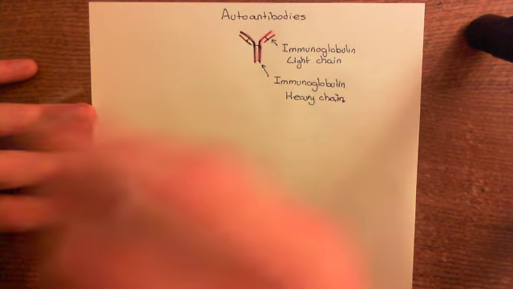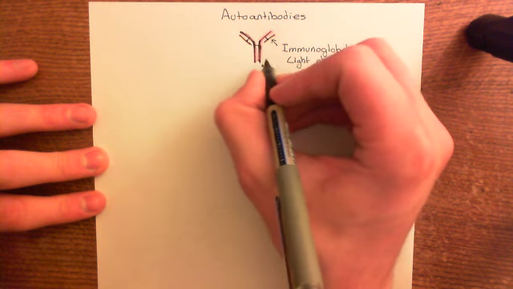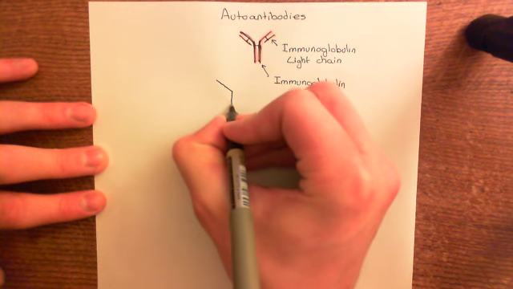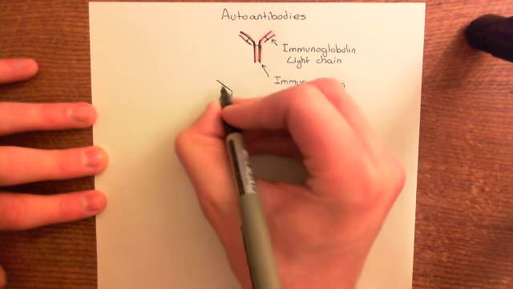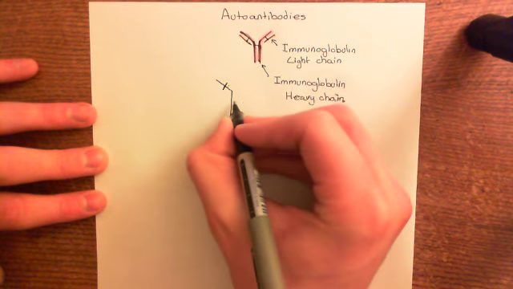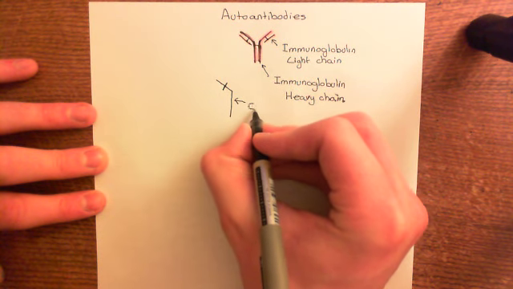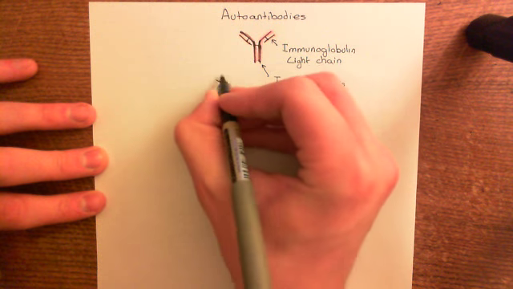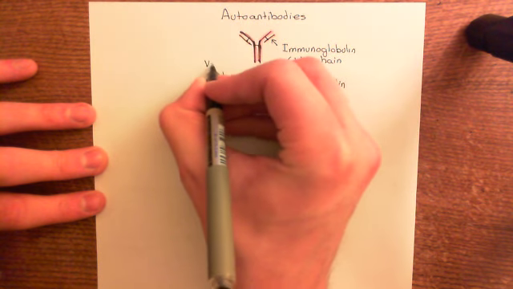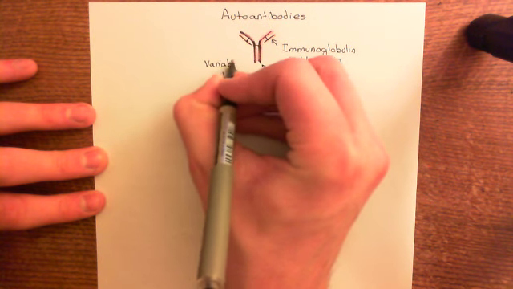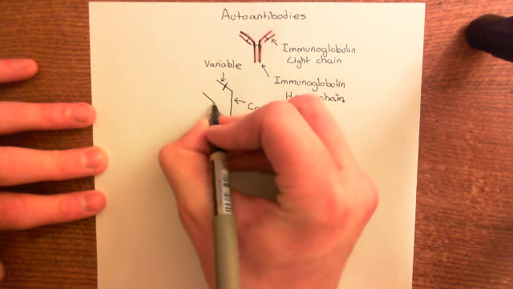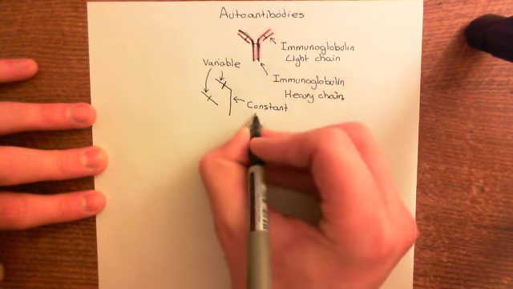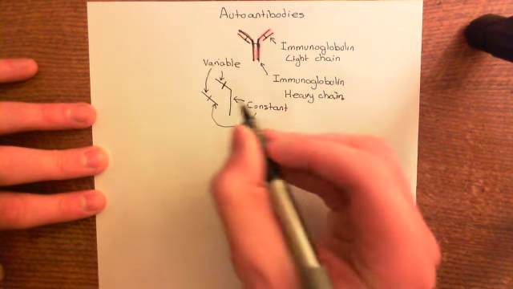So let me just divide this structure up further. If we take one of these immunoglobulin heavy chains out, you can separate it into two portions. You can separate it into a constant portion, which is down here, and then this other portion up here, which is the variable portion. You can do this also for the light chain. So here's the light chain, and it can be divided into a variable portion and a constant portion.